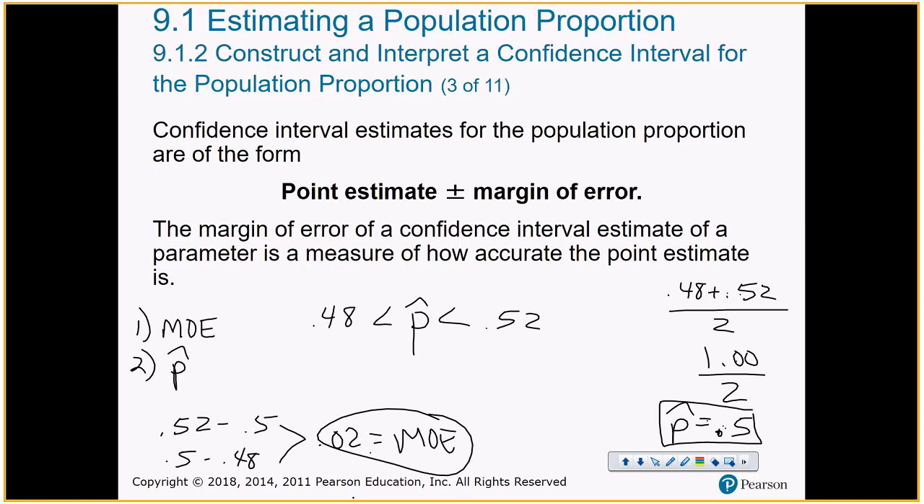Or you could just look at it and say, well, the difference between 48 cents and 52 cents is 4 cents. Half of 4 cents is 2 cents, so that's the margin of error. And then you subtract 2 cents from 52 cents, you get 50 cents. So that's a little bit of what the confidence interval can give you.